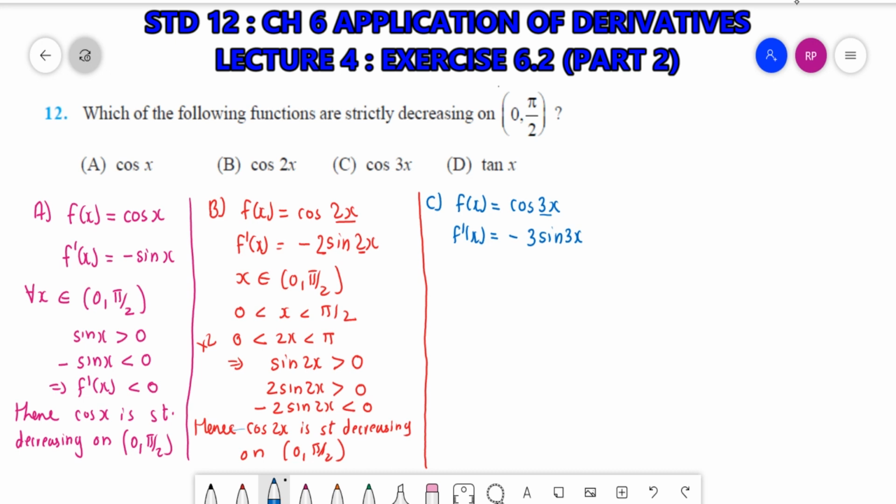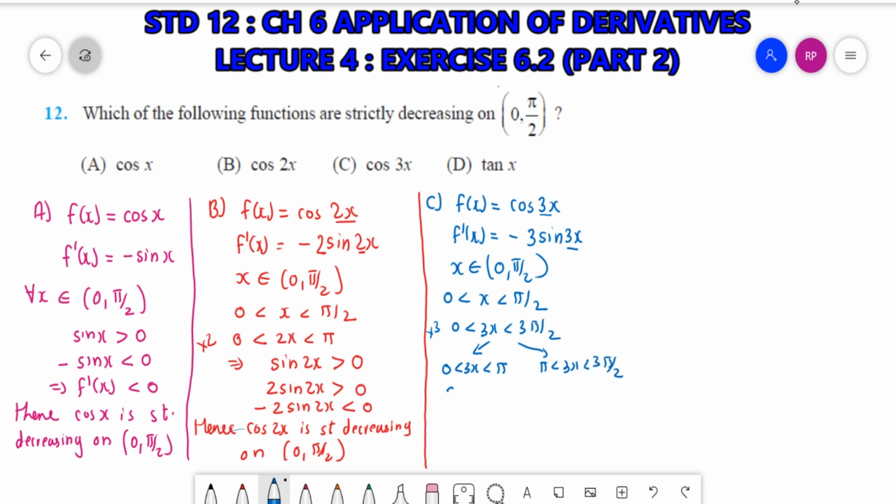Now x belongs to 0 to pi by 2. That means 0 less than x less than pi by 2. But we want 3x, so multiply by 3. 0 less than 3x less than 3 pi by 2. Now see, 0 to 3 pi by 2, that is first, second and third quadrant. So if I split into two parts, 0 less than 3x less than pi and pi less than 3x less than 3 pi by 2.